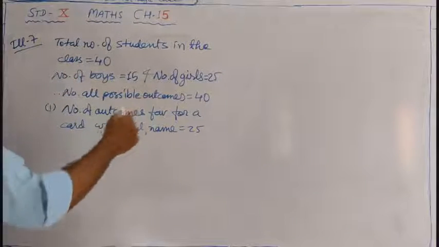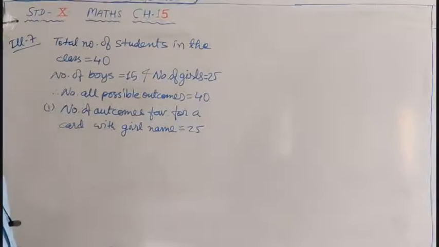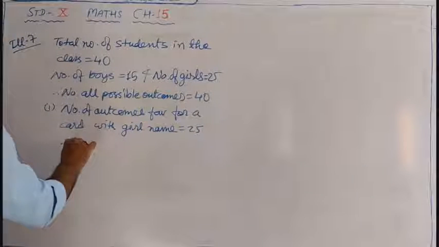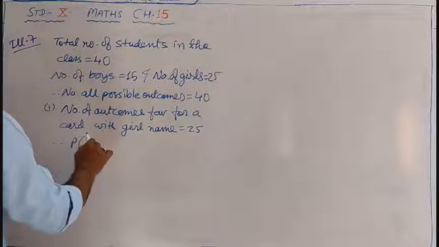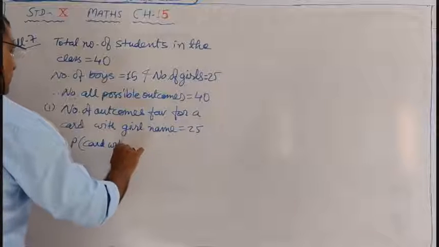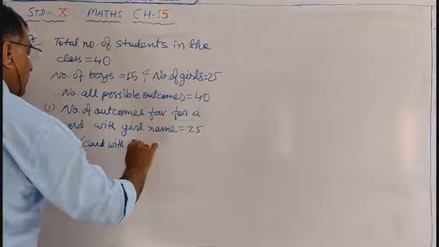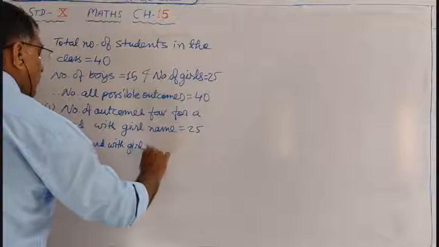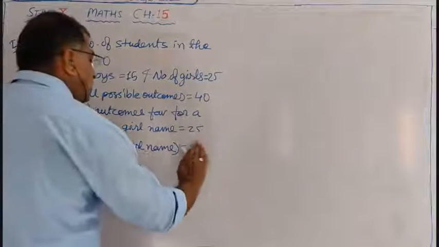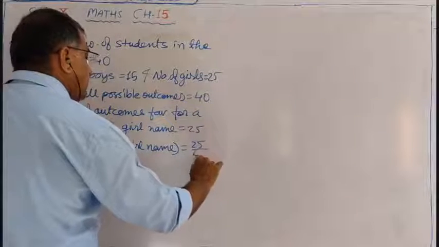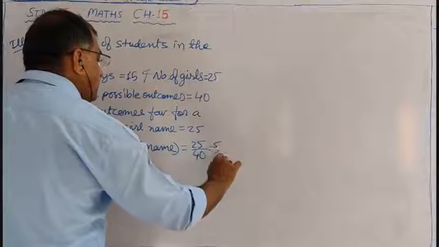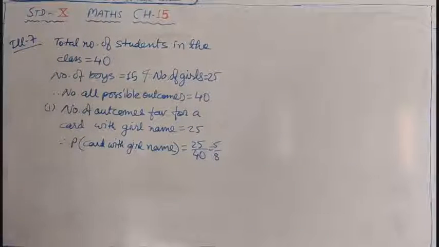Also we can say, let A be the event that the card drawn has the name of a girl. So we can find out that way also. And therefore, what is the probability? Probability of card with girl name is 25 divided by 40, favorable outcomes divided by total outcomes. Here common 5. So 5 cut, we get 5 fives and 5 eights. So that is 5 by 8.